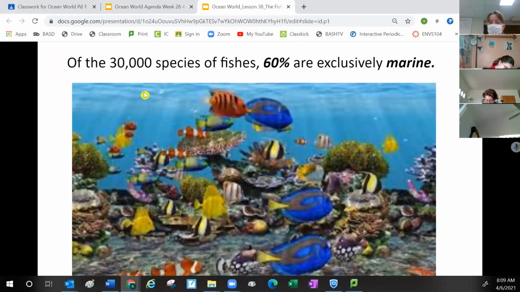And of those 30,000 species of fish, 60% of them only live in the ocean. Okay, so we have more saltwater fishes than we have freshwater fishes. There are some fish that can live in salt and freshwater. We'll talk about what those are called.